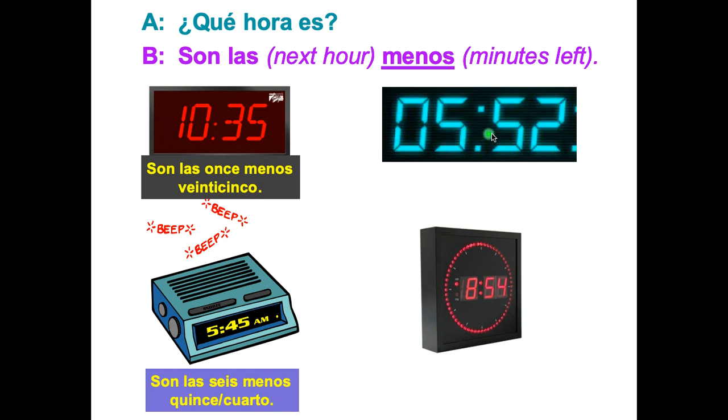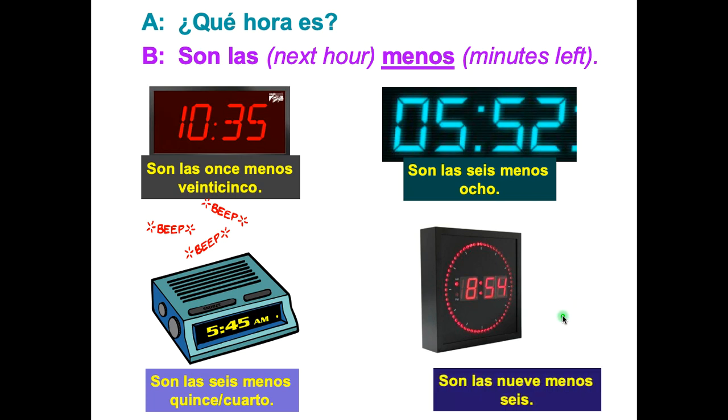Let's try this one. So it's 5:52. So 8 minutes for it to be 6. Okay, so ¿qué hora es? "Son las 6 menos ocho." Okay, because there's 8 minutes to be 6. Okay, so "son las 6 menos ocho." And finally, this clock that's been waiting, it's 8:54. So how many minutes are left for it to be 9? It's 6 to 9. 6 minutes for it to be 9. Therefore, we say "son las 9 menos 6."